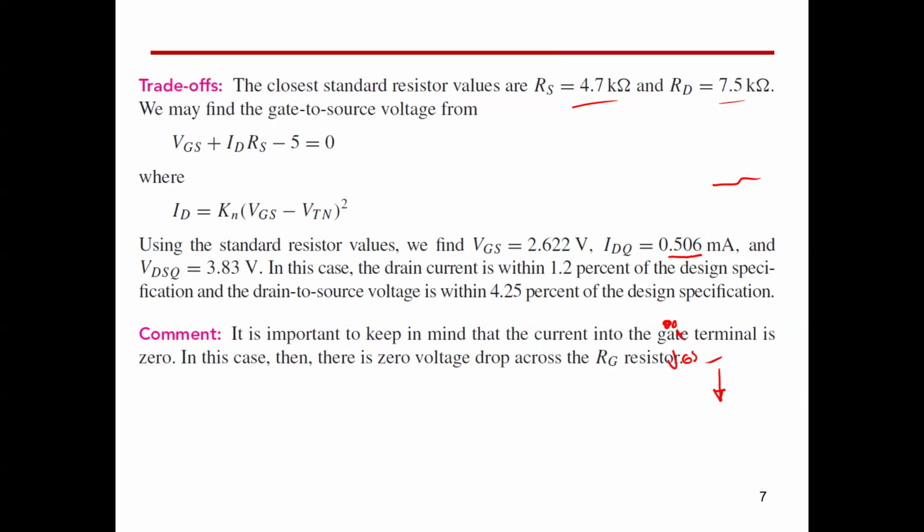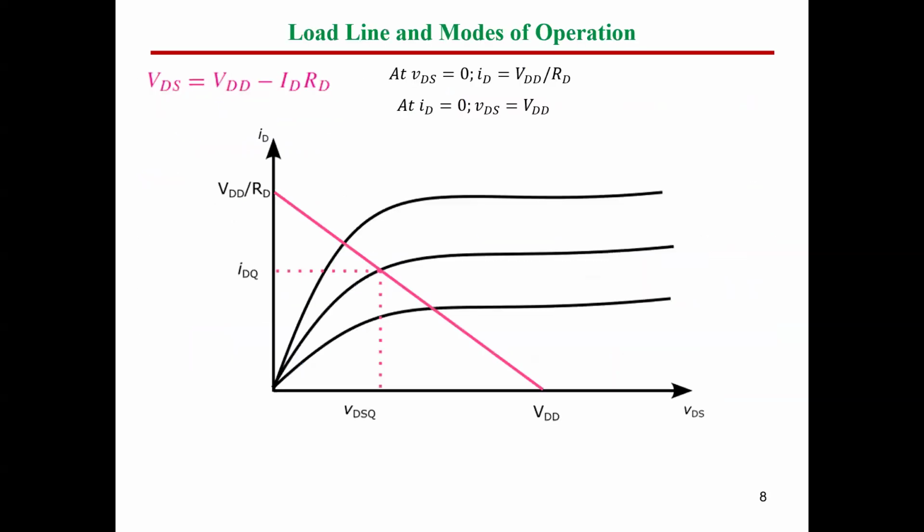Yeah, here he has another comment, guys. It's important to keep in mind that current into the gate terminal is 0 in this case. Then the voltage drop across RG is 0. And this is clear in our solution in the discussion we have.